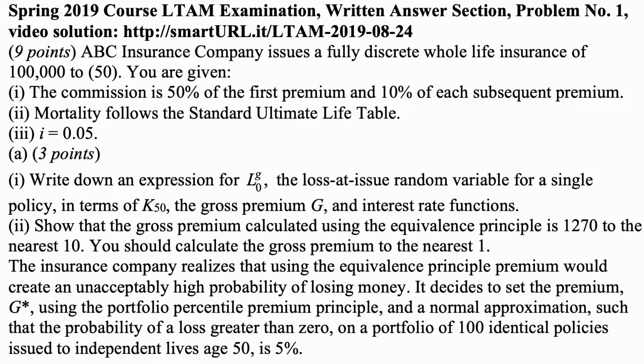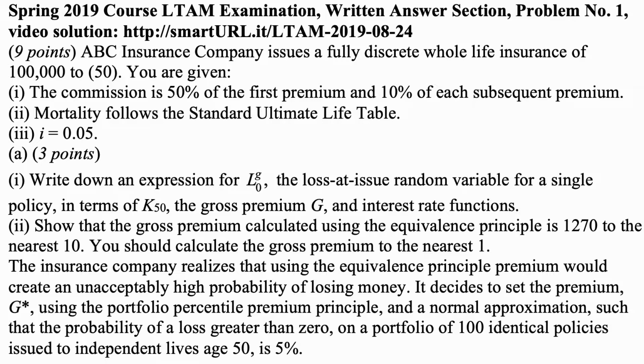Part A. 1. Write down an expression for L0G, the loss at issue random variable for a single policy, in terms of K50, the gross premium G, and interest rate functions. Part 2. Show that the gross premium calculated using the equivalence principle is 1,270 to the nearest 10. You should calculate the gross premium to the nearest 1.